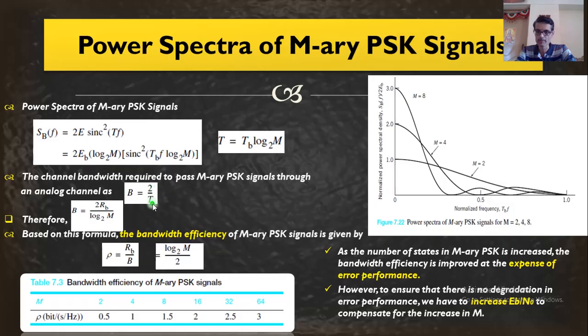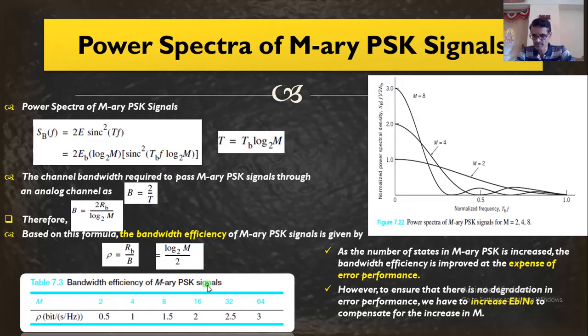Okay, so we can calculate the channel bandwidth for M-ary PSK by using this formula. That is B is equal to 2 divided by T, where T is equal to Tb log of M to the base 2. If I substitute that T, I get 2 by Tb log of M to the base 2, where 1 by Tb is Rb. Now based on this formula, we can also calculate the bandwidth efficiency. That means how efficiently we are utilizing the bandwidth in case of M-ary PSK. Rho is the notation used here: bandwidth efficiency, Rb by B. If I substitute that B in the denominator, Rb cancels, and we get log of M by 2. So the bandwidth efficiency is given by log of M by 2.